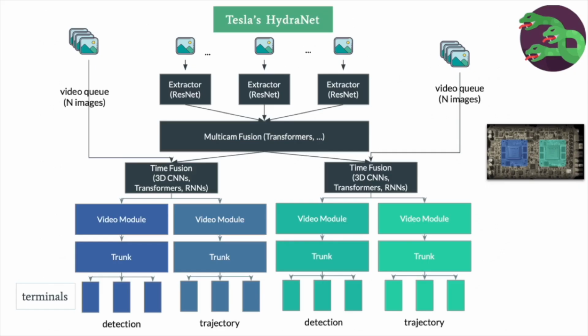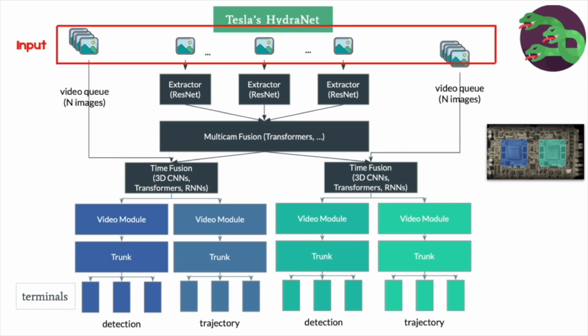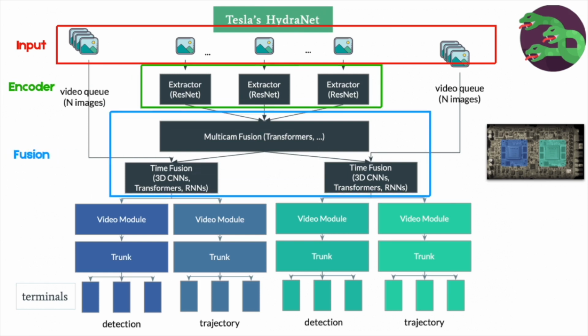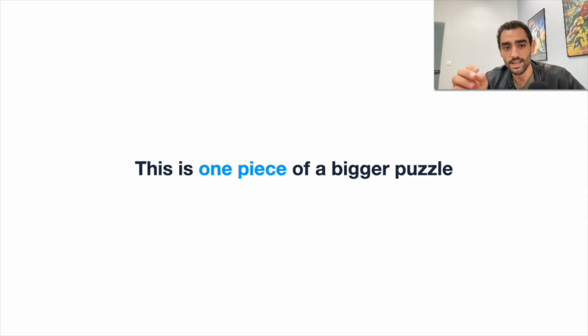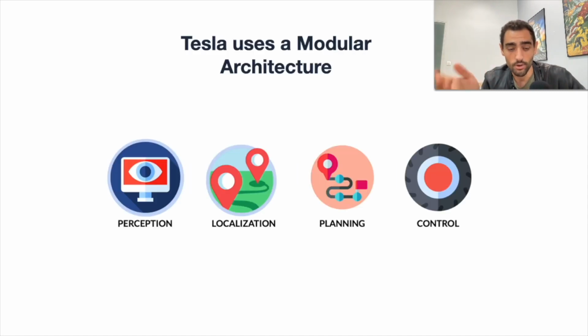And so in my article, I did explain it this way, where you have the images, but also the time fusion. So you have the queue with several images from before. And so you have the input, you have the encoder, and then you have the fusion, and then you have the head. So this is the HydraNet. And that was the 2021. And one thing to understand is that it's not Tesla's autopilot algorithm. It's just one piece of a larger puzzle where we have perception, localization, planning, control, and we could imagine that the HydraNet is solving maybe 80% of the perception task.